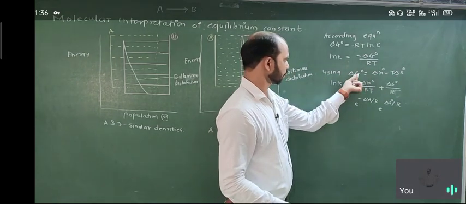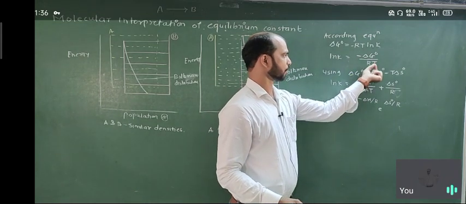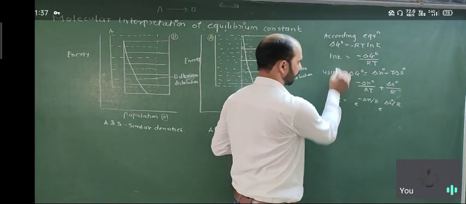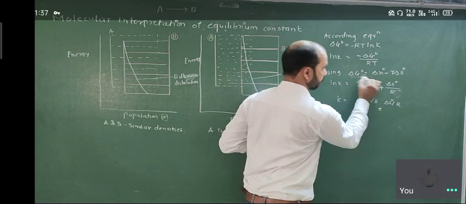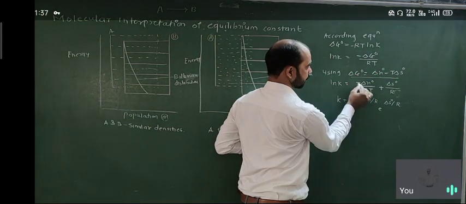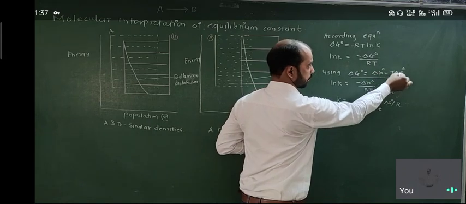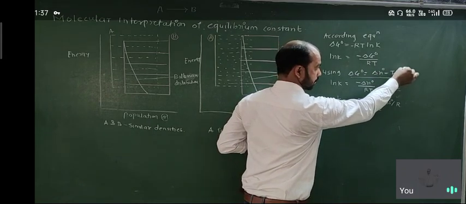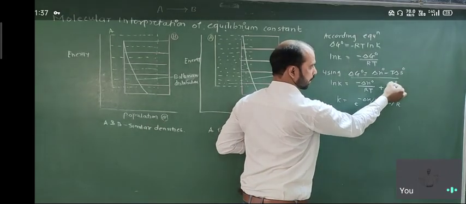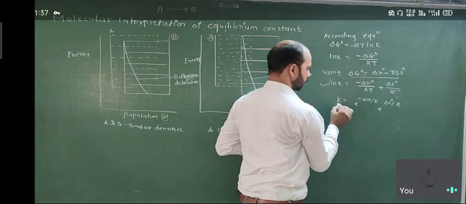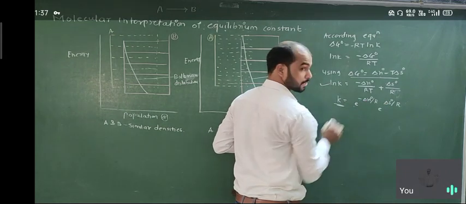So using this equation we put the value of ln K, which is equal to minus delta G naught upon RT. So ln K is equal to minus delta H naught upon RT plus delta S naught upon R, because if we consider RT here, T is cancelled, so what remains is delta S naught upon R. This is the equation.